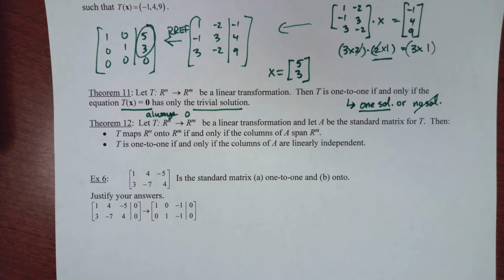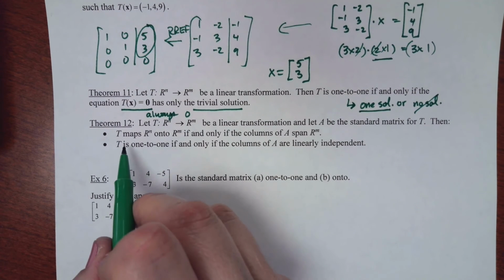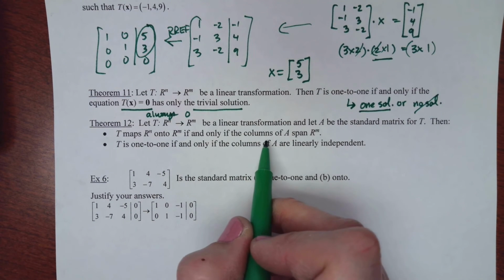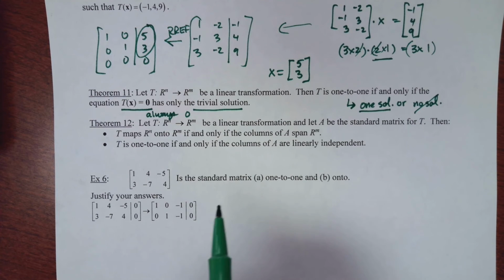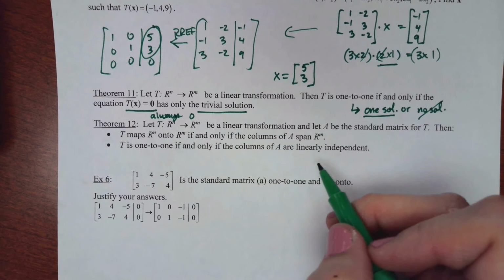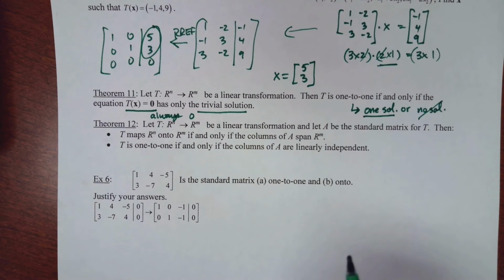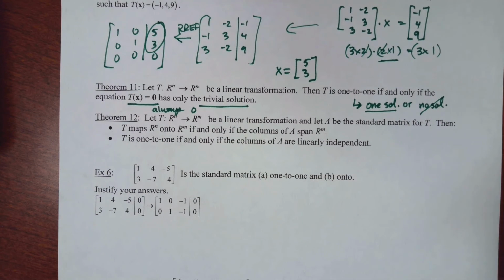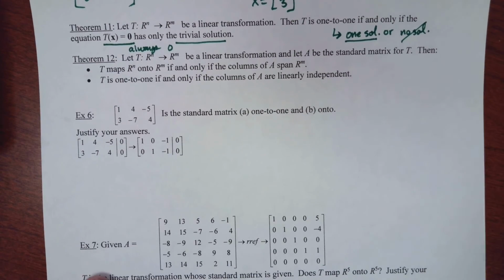This next one is Theorem 12. Your transformation maps Rn onto Rm if and only if the columns of A span Rm. To span something just means it's a linear combination of those things. T is one-to-one if and only if the columns are linearly independent. Remember, linearly independent means not a multiple of each other, and so you can't have infinite solutions, because then your columns are multiples of each other, and you don't want that. All right, so here we go.